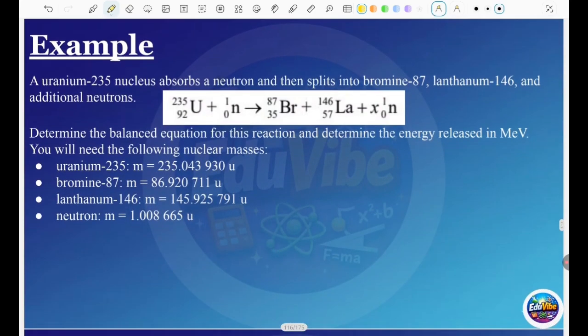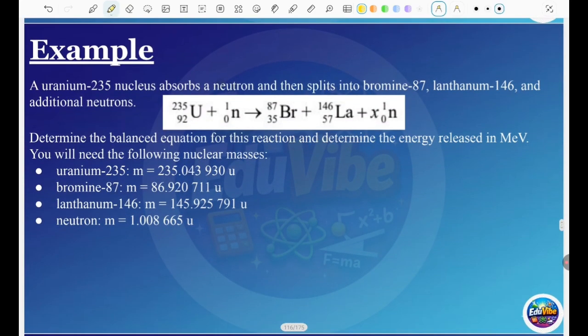So we have examples of fusion, and these are the big examples we're dealing with. One thing you have to find is which one is the fusion reaction.